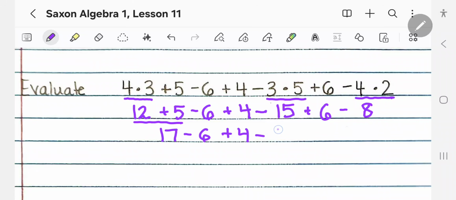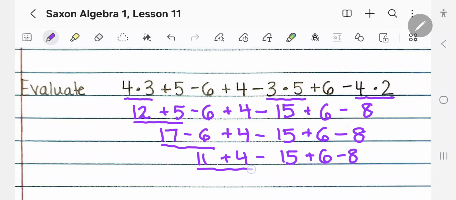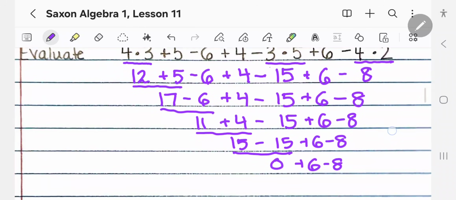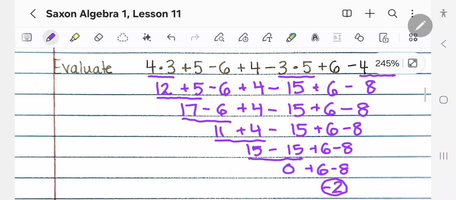And then I'll take all the rest of these, and then I'll do this. And then I'll do this. And then we'll do here. And we can do that. 0 plus 6 is just going to be 6, and 6 minus 8 is negative 2. Okay, I showed all of the steps so that you can see them. But the important part of this lesson is we need to do the multiplications first.